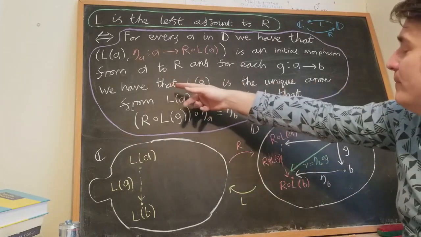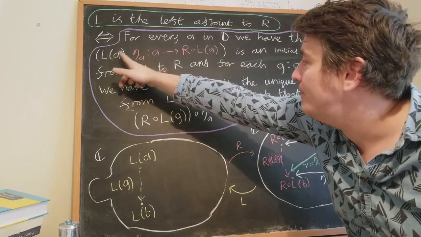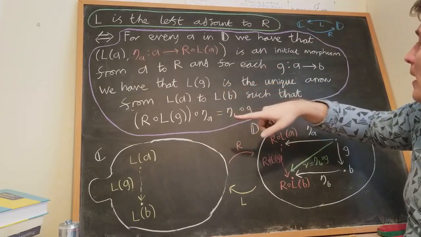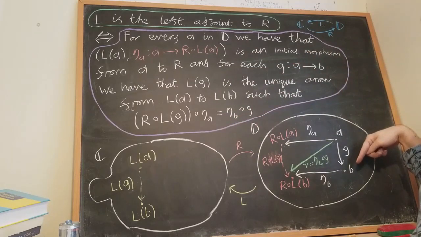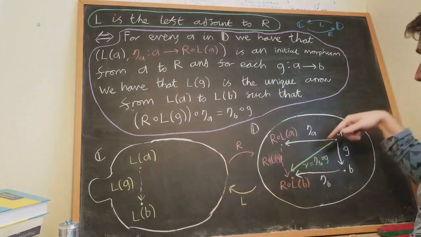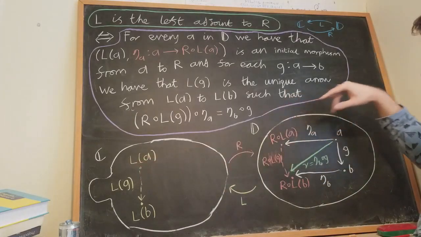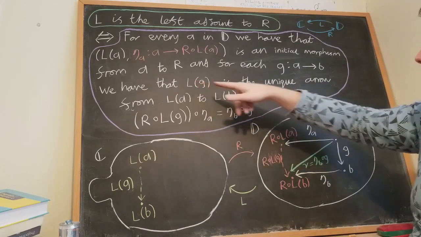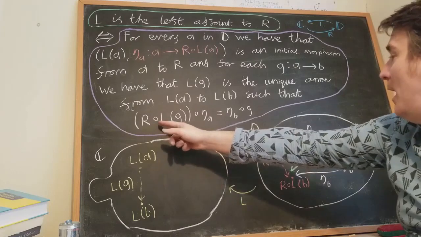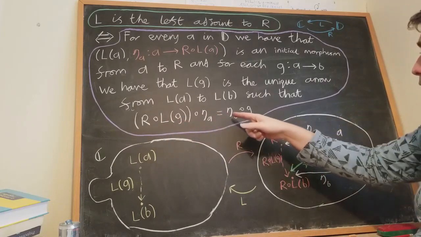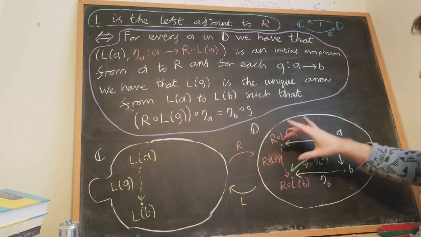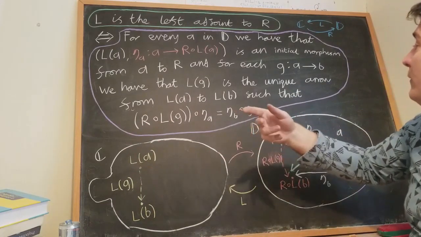Okay, so we'll say that this functor not only produces these objects, which are part of our initial morphisms, but the way that it works on an arrow G from A to B is that L of G is going to be the unique arrow from L of A to L of B whose image under R makes this diagram commute. So we're saying that L of G is the unique arrow from L of A to L of B such that we have this diagram commuting. So R after L of G after eta A is equal to eta B after G. Remember, we have to have such an arrow in this category C, whose image makes this diagram commute, because of these initial morphisms here.